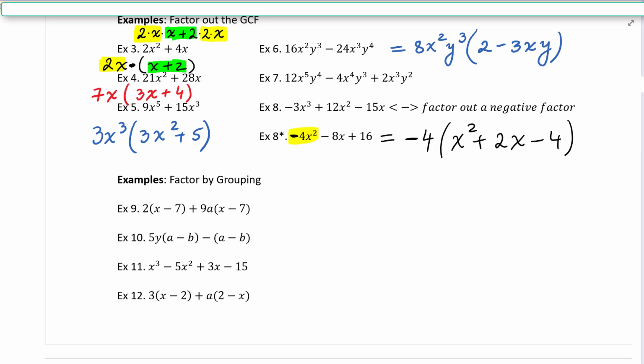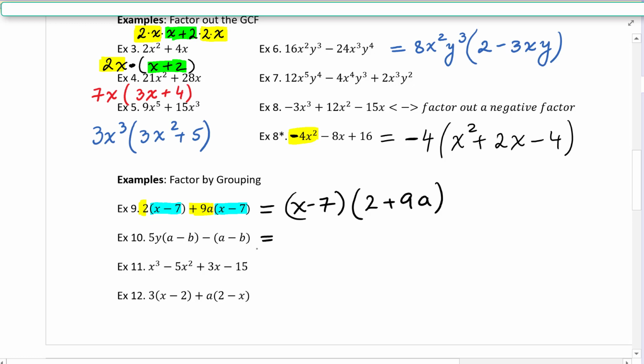Now let's take a look at factoring by grouping. So if we look at the example 9, we have 2 times x minus 7 plus 9a times x minus 7. So we notice that x minus 7 is a common factor. So we'll factor that out, x minus 7. And what is left when we factor x minus 7? 2 plus 9a. So that goes 2 plus 9a inside the parentheses. So now we have 2 factors.